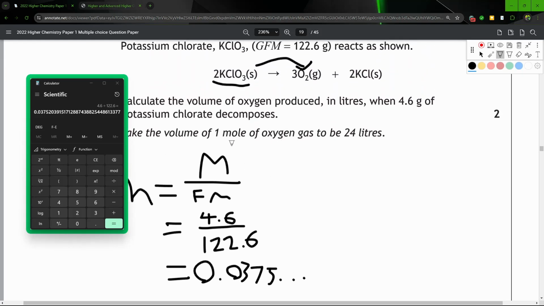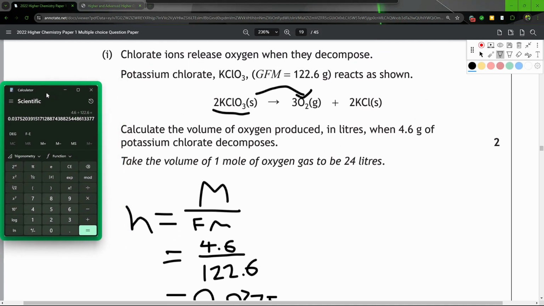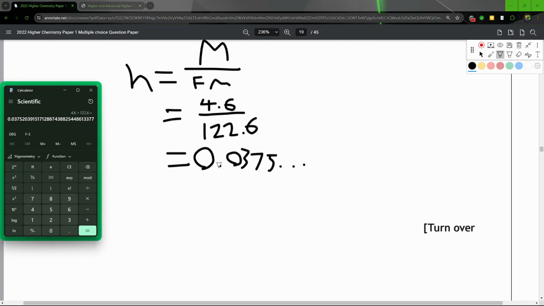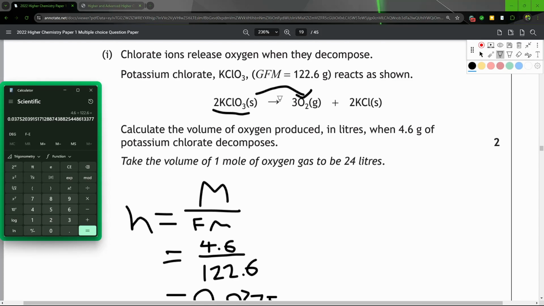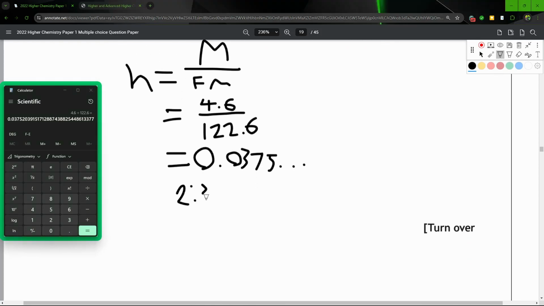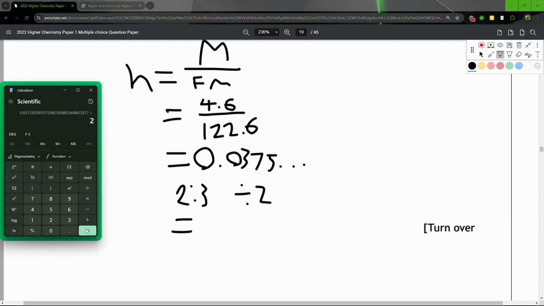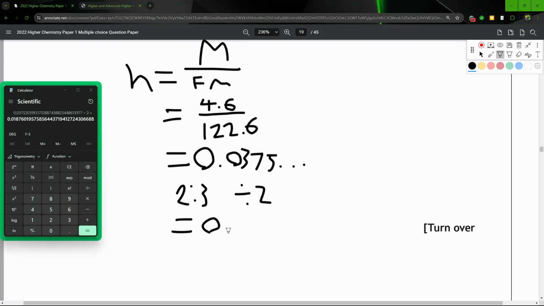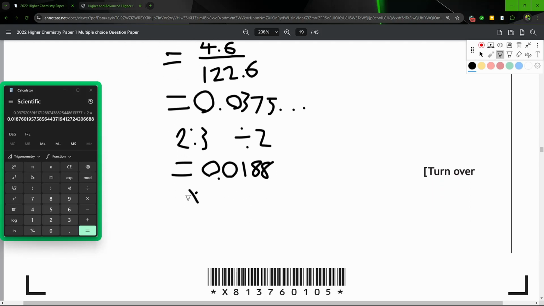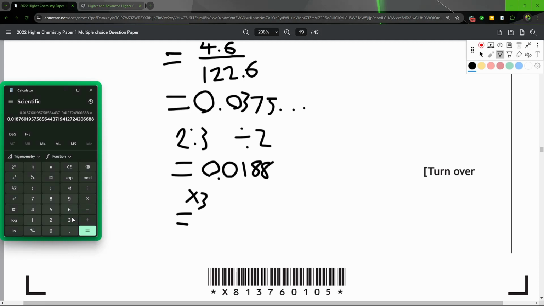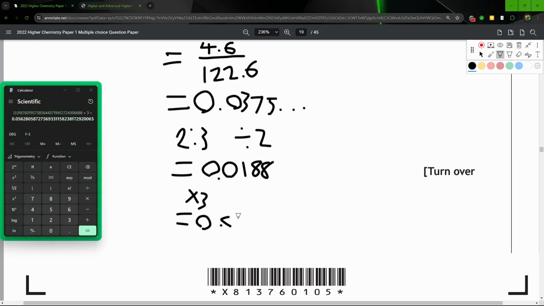Then we want the volume of oxygen. We know that 2 moles will make 3 moles of oxygen, which means we need to divide this by 2, then times by 3, because it's a 2 to 3 ratio. So I'm going to divide by 2, and that'll give us 0.0188. Then I'm going to times by 3, and that'll give me 0.0563. So this is the amount of moles of oxygen we now have.